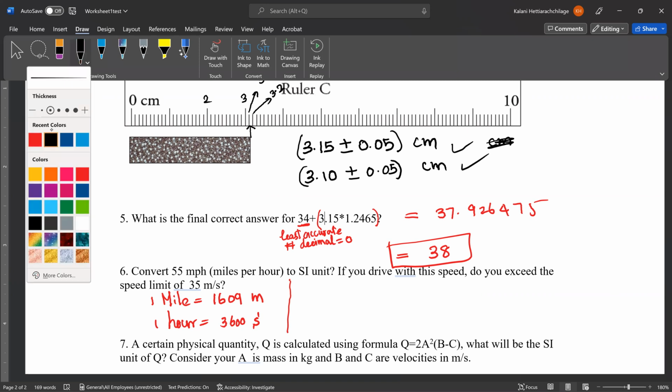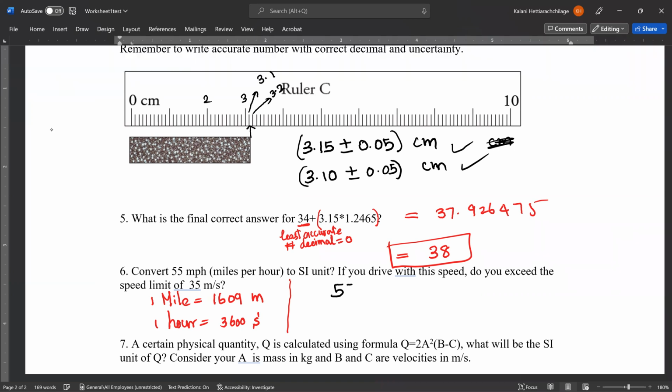So now after you know this, make sure that you write down each step when you do the conversion. So I have 55, write it in words, miles per hour, right? And then we're going to convert into SI units. The SI unit should be meters per second, right? That means 55 is still there. 1 mile, you're going to write in meters, that will be 1609 meters. And in the denominator, 1 hour equals 3600 seconds, right?